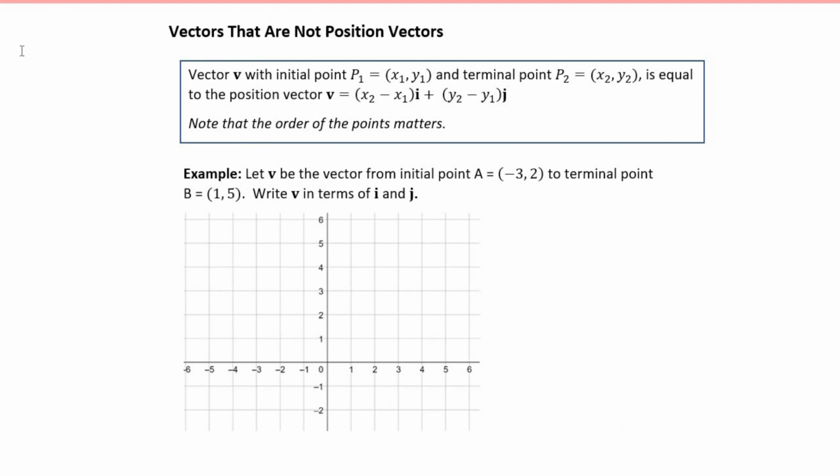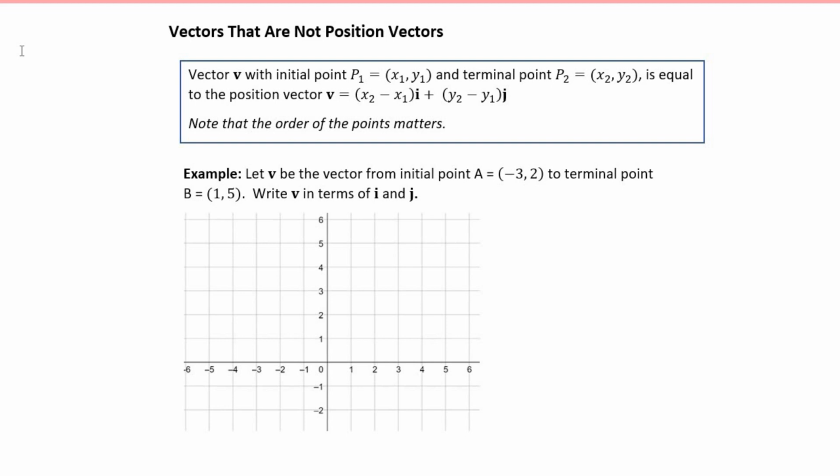Next, we're going to look at vectors that are not position vectors. Now remember, a position vector is a vector that has its initial point at the origin. And if you do not have a vector like that, its initial point is just some random point, x sub 1, y sub 1. And we're going to say its terminal point is some point x sub 2, y sub 2. Then that vector is equal to the position vector given by this formula.